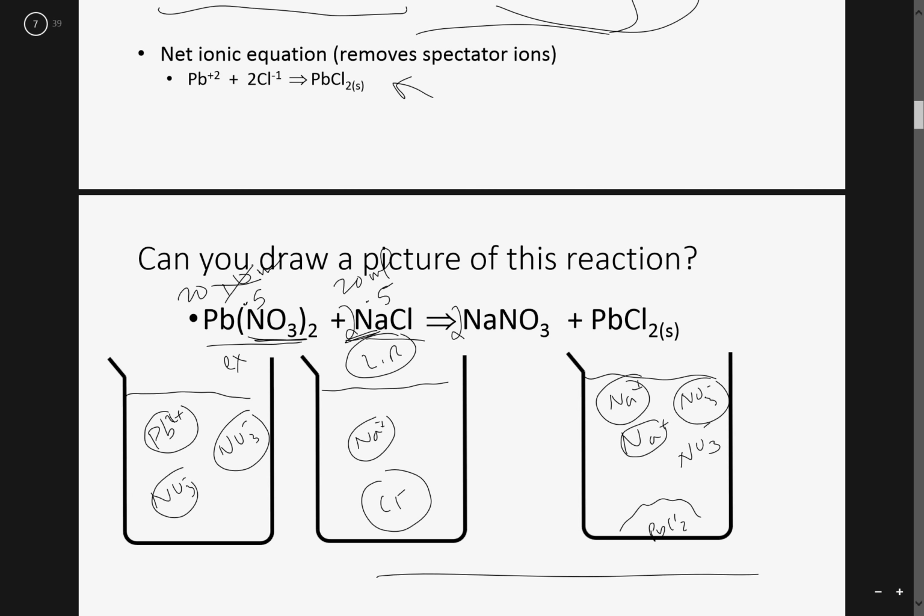Okay, so let's make the lead nitrate in excess. That means I have to add more lead and more nitrate. So I have another Pb2 plus, and I have 2 more nitrates. Hard to see that. There we go. So again, now I have an excess and limiting reactant.